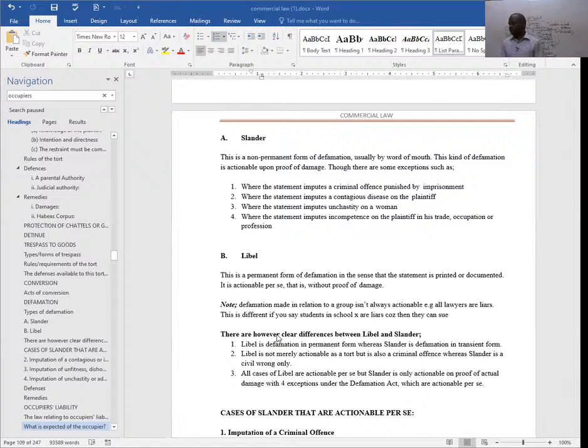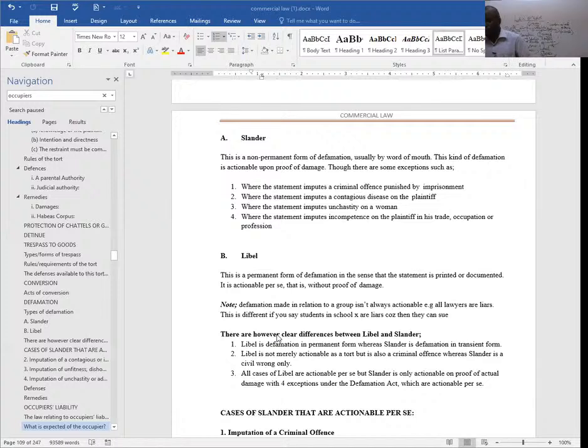Then all cases of libel are actionable the way they appear, but slander is only actionable on proof of actual damage, with 4 exceptions. So under slander, you have to prove there was damage. Under libel, you don't have to prove there was actually damage, because it is in a permanent form. It will remain in that particular newspaper that can be read for over 100 years or maybe over 50 years. People will be making reference to it because it is in a permanent form. So you don't have to prove there was actually damage or injury caused for you to be able to bring such an action in a court of law.